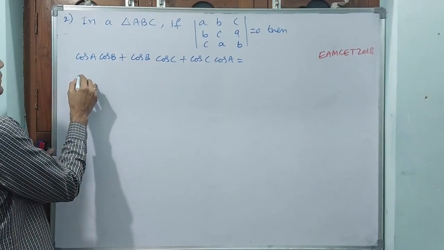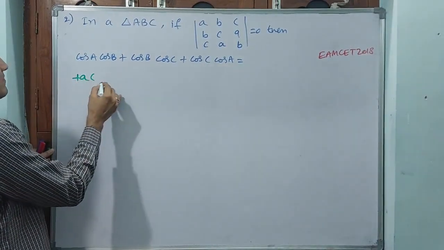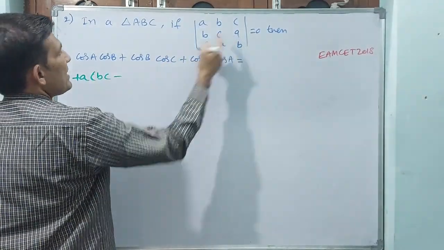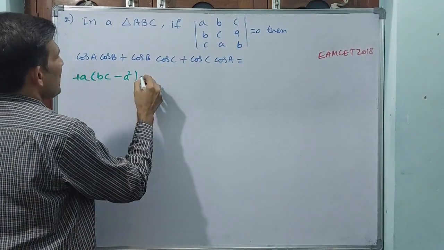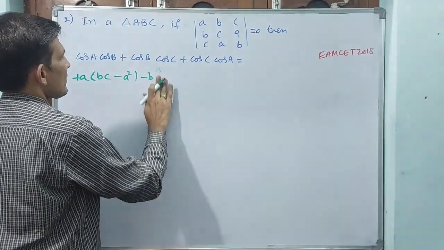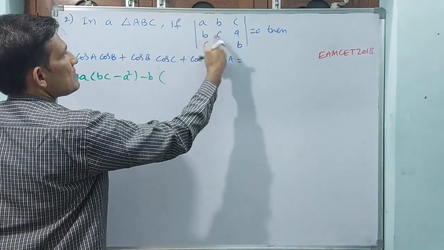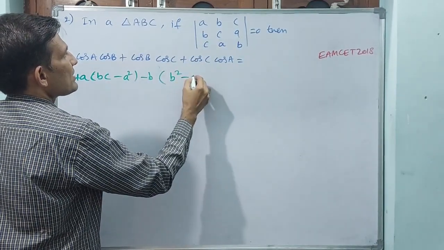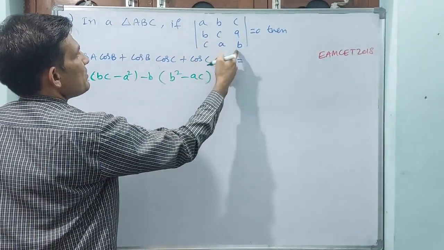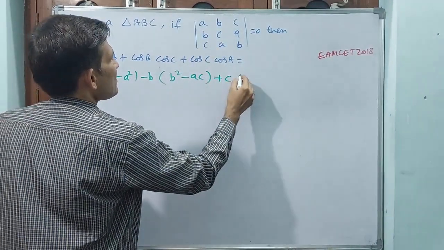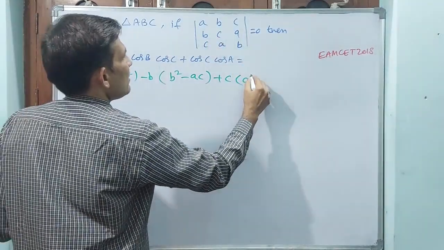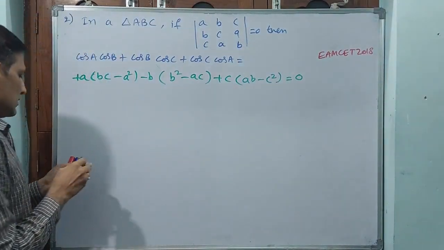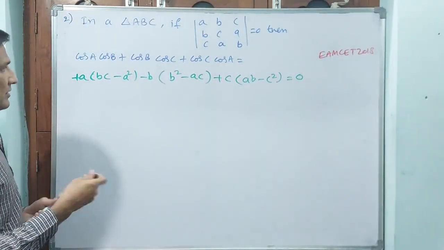Determinant if you do, then plus a into (bc minus a square) minus b into (b square minus ac), again plus c into (ab minus c square). But this they have given equal to 0. If you take that, then only we can do this, or else we are unable to do this.